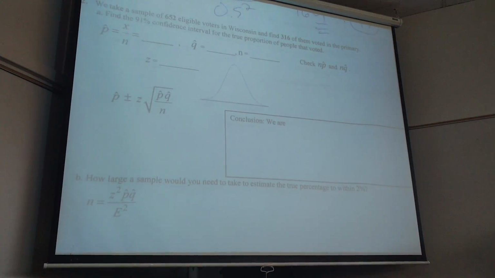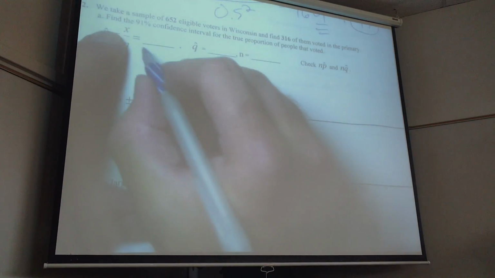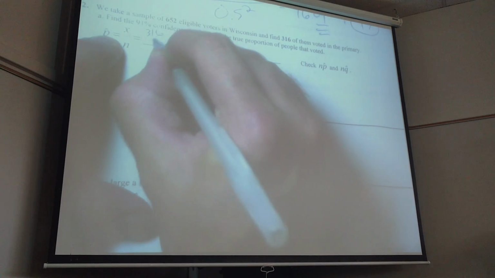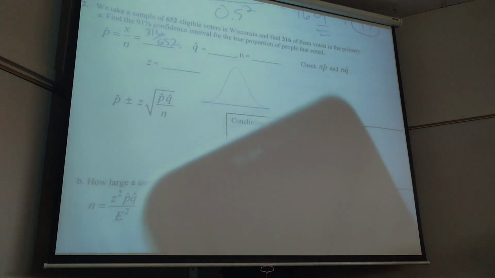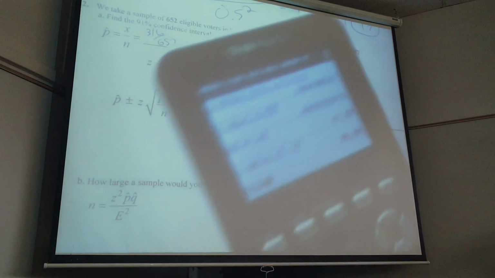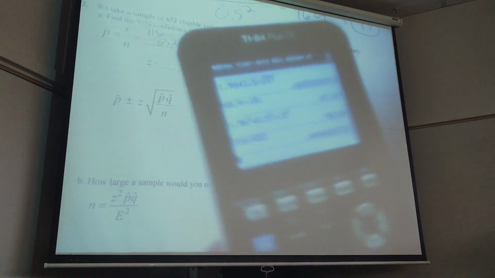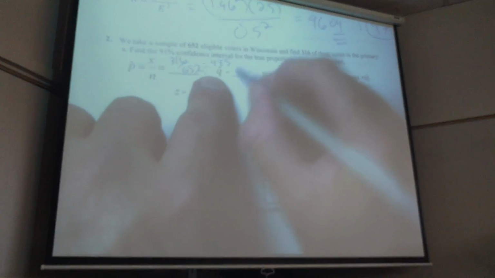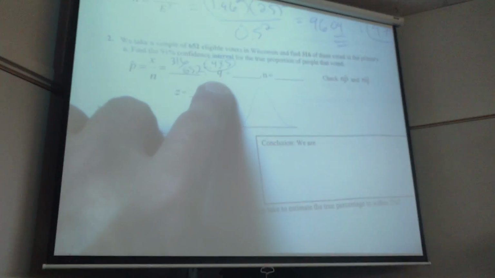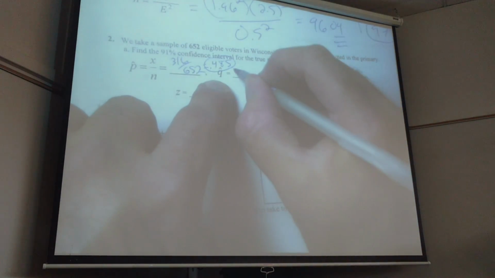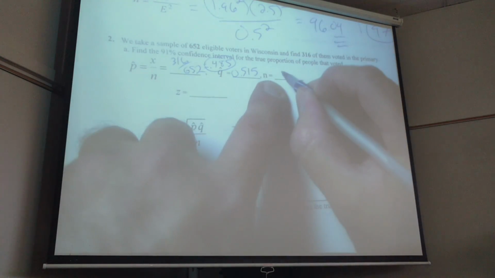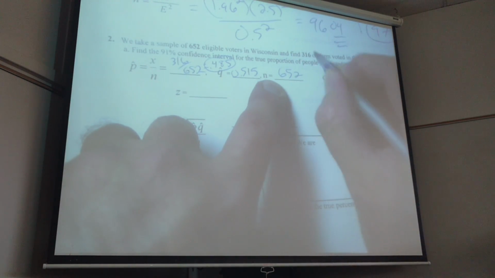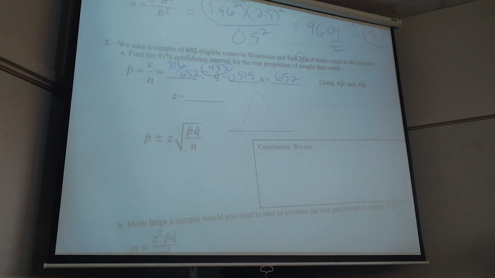Oh, that's fine. All right guys, let me catch up to you on this second part. So p hat would be the 316 out of 652. If you do that, I get 0.485. So what's q hat going to be? 0.515. Good. And n, of course, is what? So many people make the mistake of that. Be careful. It's the bigger one. Don't be doing that.